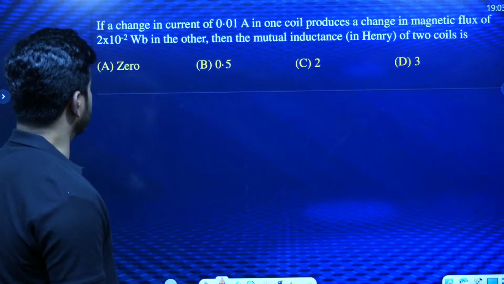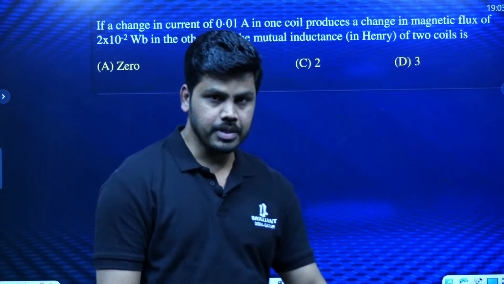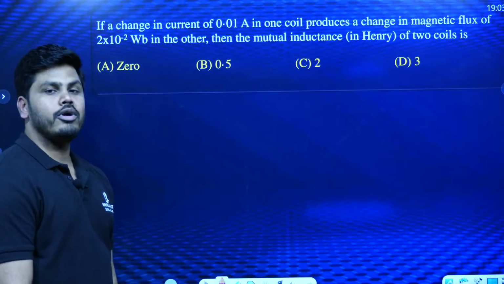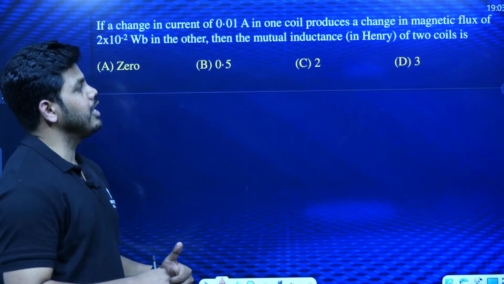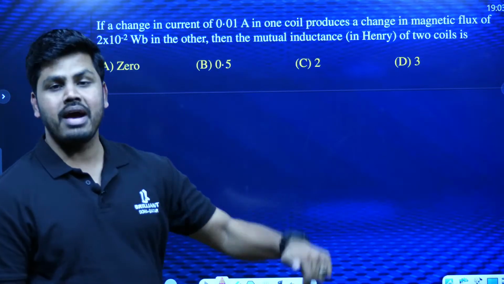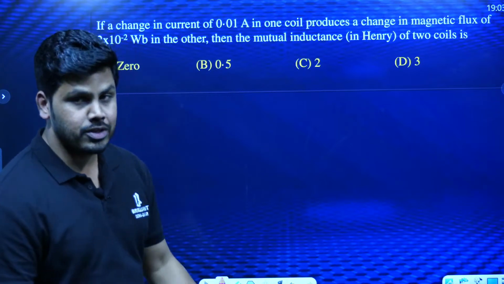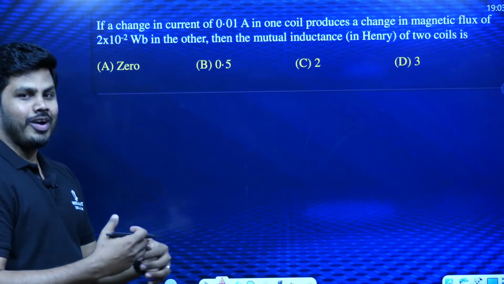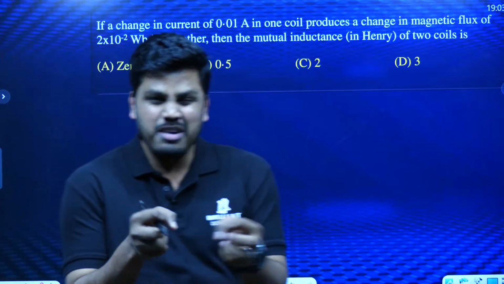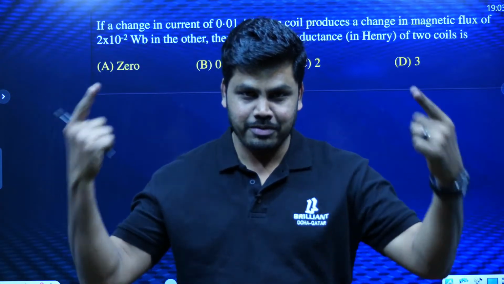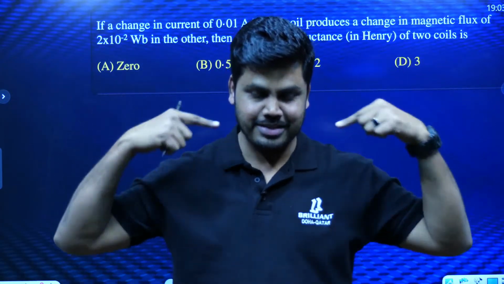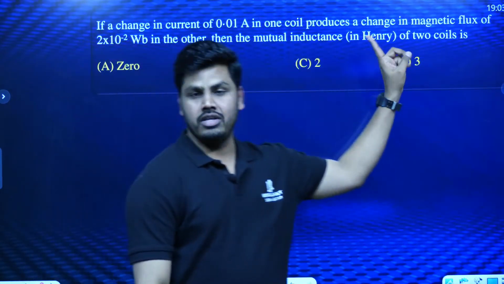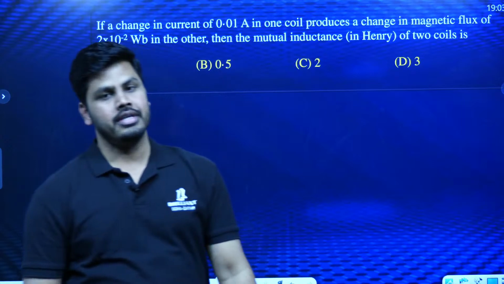Now, moving on to the third one. Look at the question. The question says, a change in current of 0.01 ampere in one coil produces a change in magnetic flux of 2 into 10 raised to minus 2 Weber in the other. So there are two coils. We know when we keep two nearby coils, the concept is already loaded in our mind, right? So that is going to be mutual induction. So what is the mutual inductance in Henry for the two coils? That's what we have to calculate.